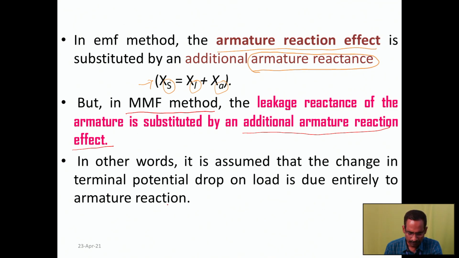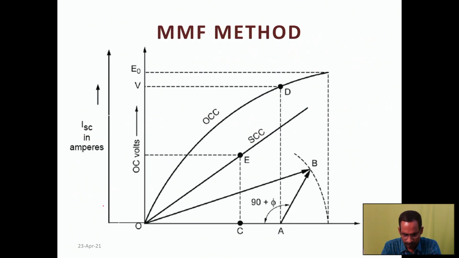In other words, it is assumed that the change in terminal potential drop on the load is due entirely to the armature reaction. Okay, so that is the technical difference between the EMF method and the MMF method, how we are calculating these two.